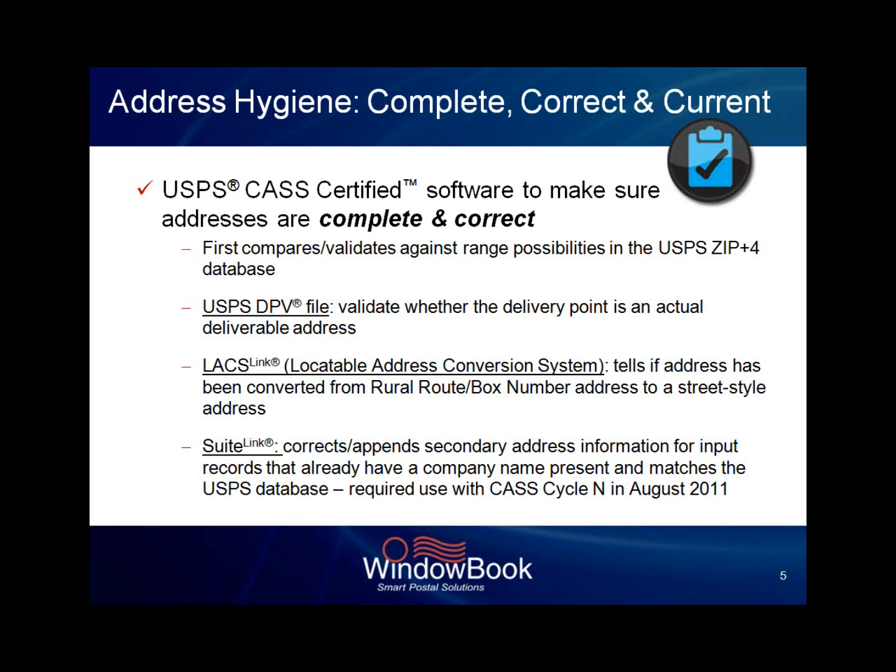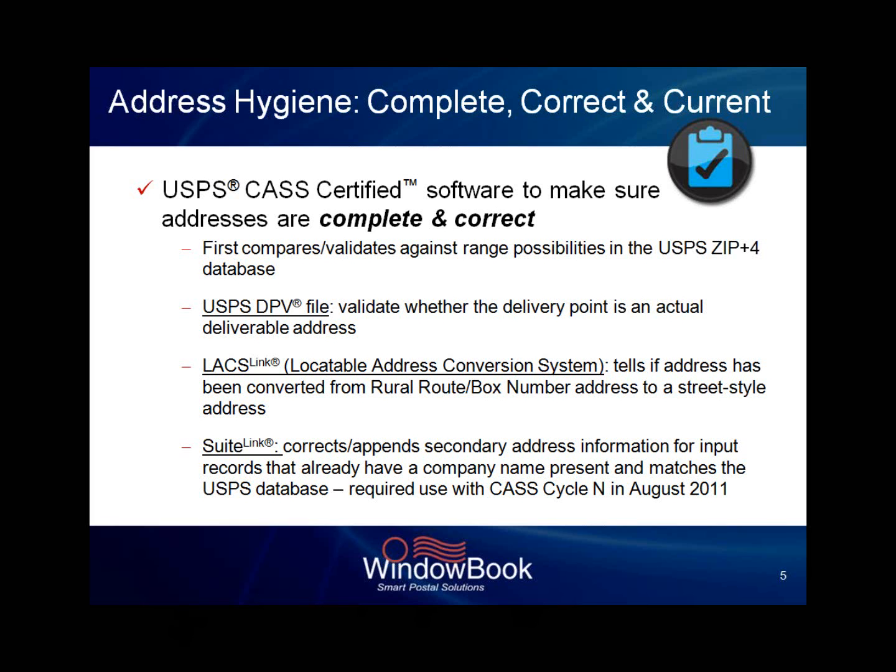The software is going to look and compare it against the database from the Postal Service. And the database says, hey, I've got valid addresses for the even side of the street and the odd side of the street for a range of 100 through 200 on Main Street in that zip code. So at that point, the software says you have a valid address. You can progress on to the next step.